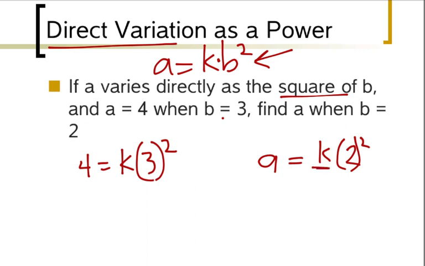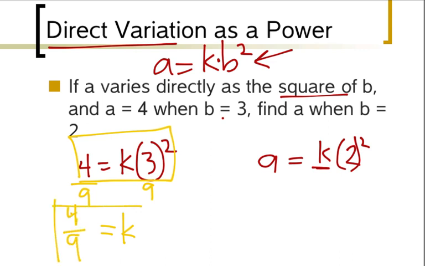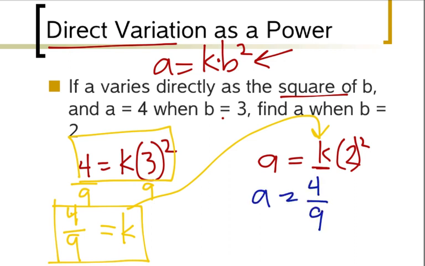So I do that over here on the left-hand side by solving for k. Well, 3 squared is 9. So if I divide that from both sides, that gives me k equals 4/9, which reduces to, well, it doesn't reduce, sorry, 4/9. So that's my k. So now I take that and I plug it over here for k. And that's going to give me a equals 4/9 times 2 squared, which is 4.